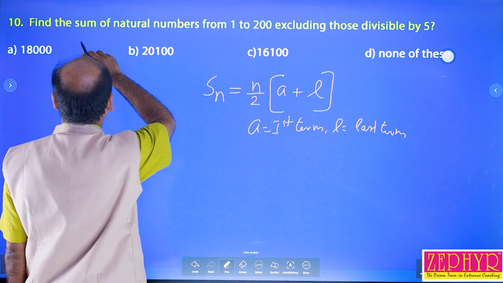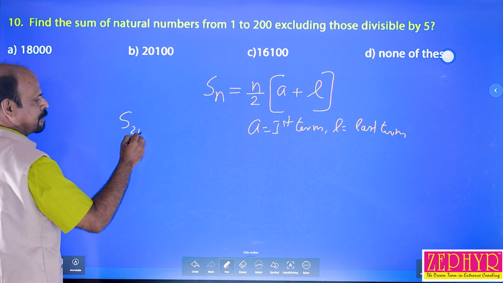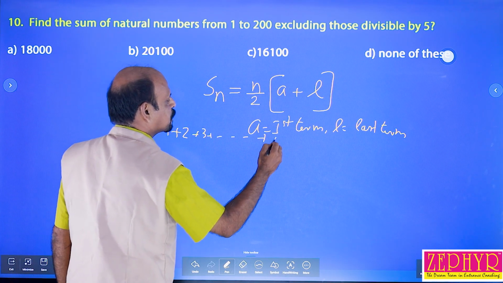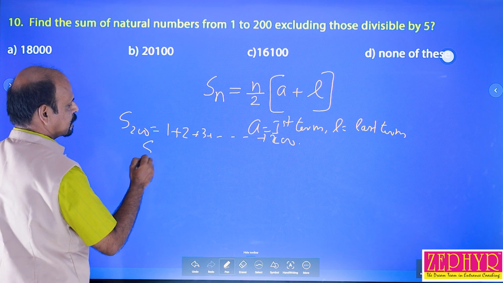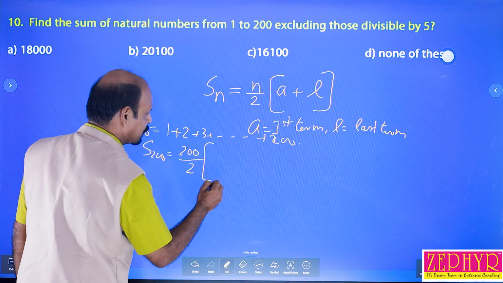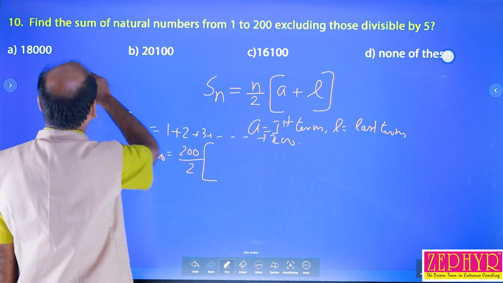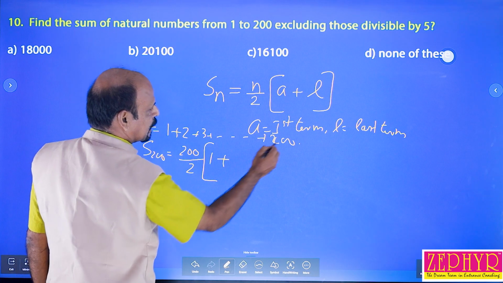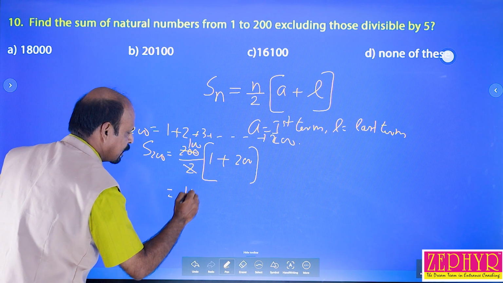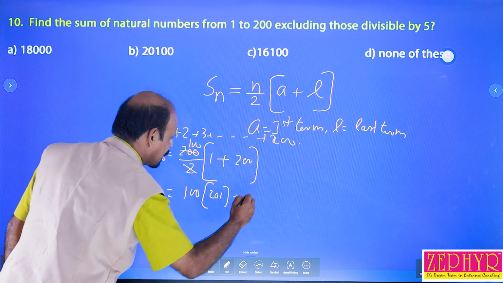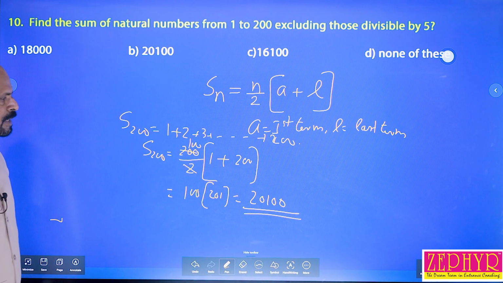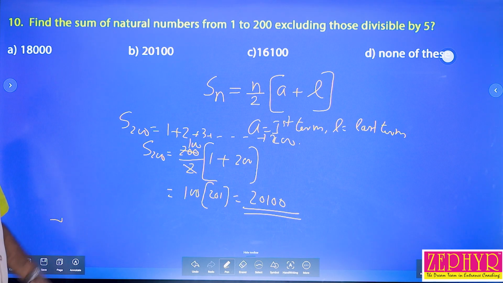So first of all we have to find out the sum of first 200 natural numbers, that is, we have to calculate 1 plus 2 plus 3 etc. up to 200. So S200 equal to n by 2, that is 200 by 2 into (A plus L). Here first term is 1 and last term is 200. So 2 into 100, 100 times 100 into 201. So your answer is 20100. 20,100 is the sum of first 200 natural numbers.